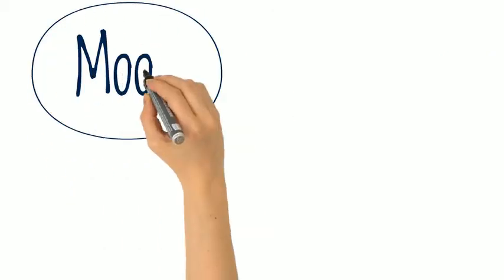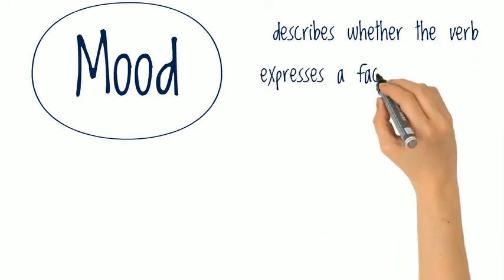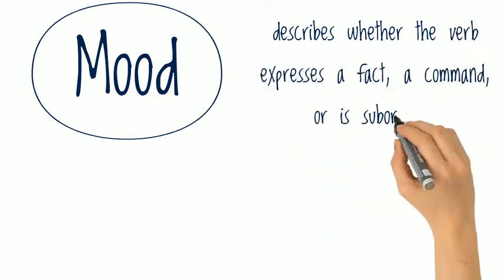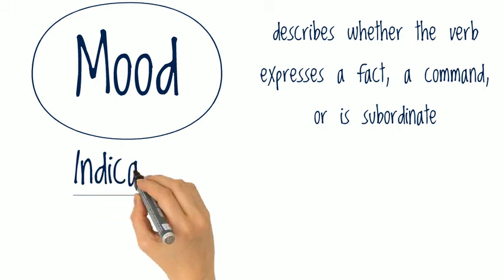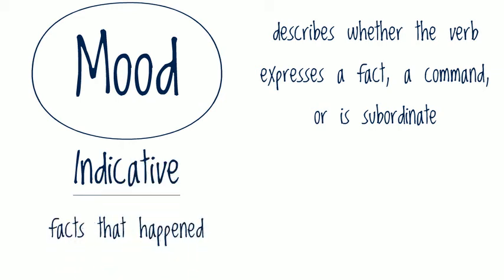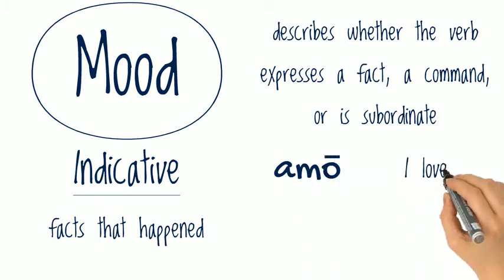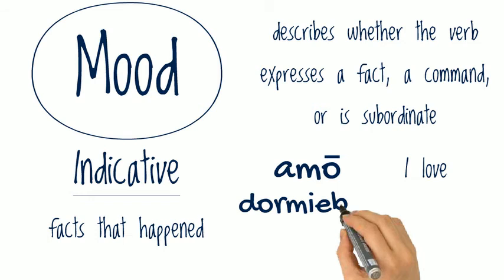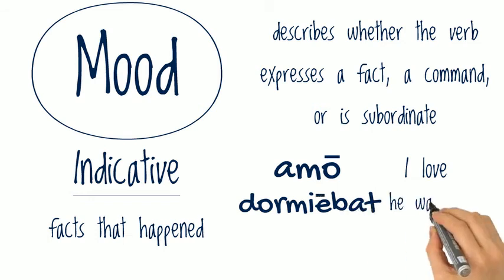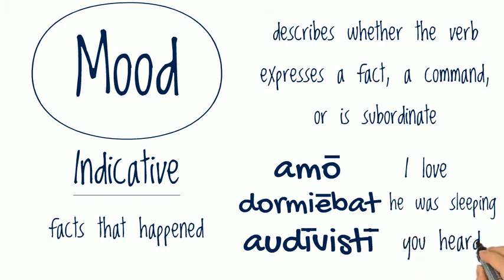Now we'll talk about mood. Mood, in both English and Latin, describes whether the verb is expressing a fact, a command, or is subordinate to something else. You are already familiar with the indicative mood, which is for facts, things that have already happened. Amo, I love, it's just a fact. Dormiebat, I was sleeping, it's just a fact. Audivisti, you heard. Indicative for factual.